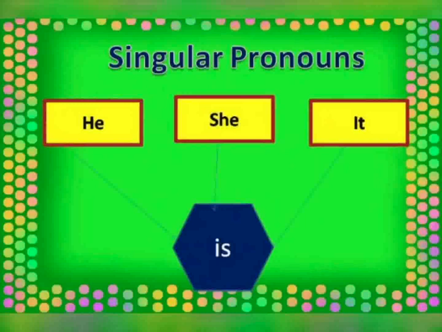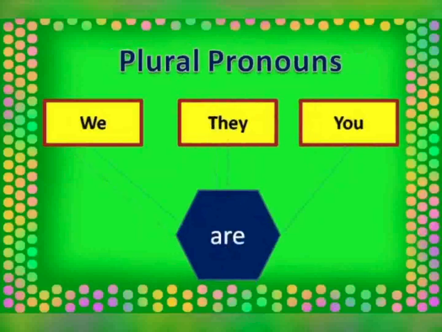For singular pronouns, we use is. Students, as you know, for one boy, we use he. For one girl, we use she. For one thing or an animal, we use it. So, we use is with singular pronouns like he is, she is, it is.